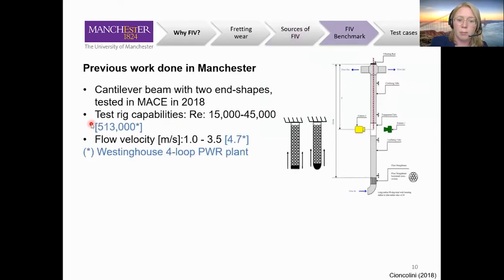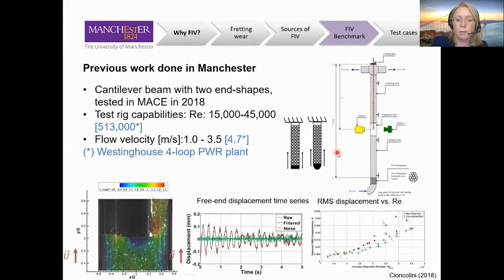In Manchester, we have the capability to test this problem experimentally. We have a cantilever beam with 2 end shapes subjected to axial turbulent flow. One camera tracks the displacement and the second camera tracks the flow field. Here is an example of the flow field captured, and this is the denoised displacement track. As you can notice, the displacement is really marginal. But if we increase the velocity, the blunt end experiences a higher amplitude of vibration than the streamlined end, up to a certain critical velocity. Below that critical velocity, there is no difference between the end shapes. If we increase the velocity beyond it, the blunt end experiences higher amplitude.